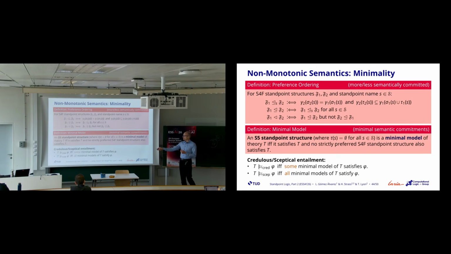And having these minimal models, we can now define notions of entailment. So something follows credulously from a theory if and only if it is satisfied in some minimal model. It follows skeptically if it's satisfied in all minimal models. So those notions are standard in non-monotonic reasoning. They already existed in Reiter's default logic, so that's not something that we newly defined. We only adapted it.